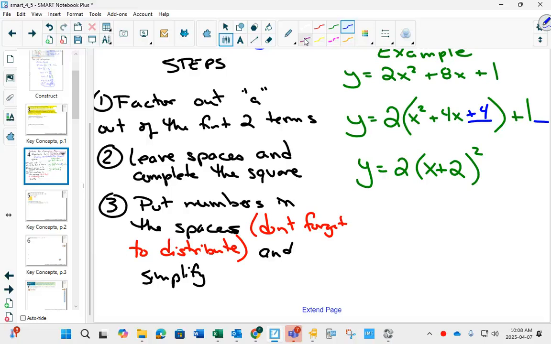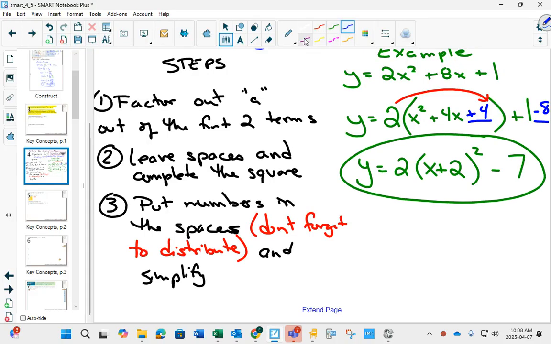So the second space is to compensate. And this is where the red line comes in. Don't forget to distribute. You have actually added 8. By putting a plus 4 in that space, you've actually added 8. So to compensate, I have to subtract 8. Which means when I simplify 1 minus 8, will give me minus 7. And now I am done.